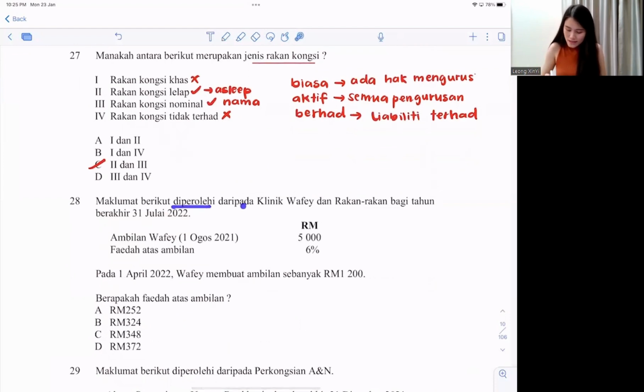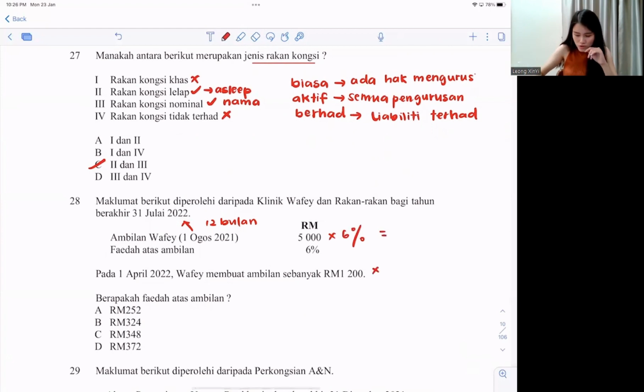Maklumat berikut diperolehi daripada klinik Wafi dan rakan-rakan bagi tahun berakhir 31st July 2022. So they gave us ambilan, and on 1st April Wafi membuat ambilan sebanyak 1,200. So it's not just one time, they took 2 times. 1st August to 31st July is actually a year, 12 bulan. How do you know that it's actually a year? By seeing the next date of 31st July. The next day after July is August. So it's a full tempoh per account. And that 5,000 will be charged 6%. Okay, you find the answer.